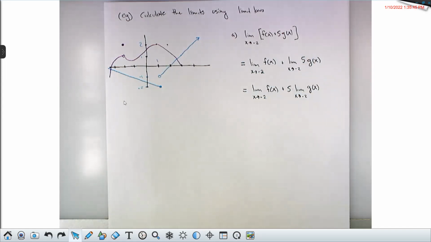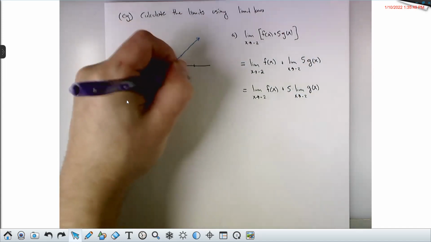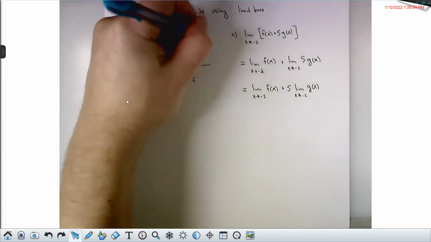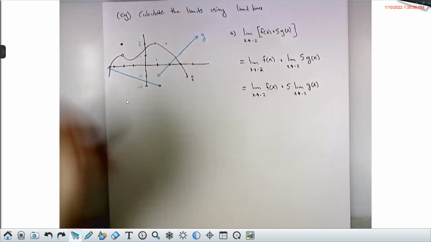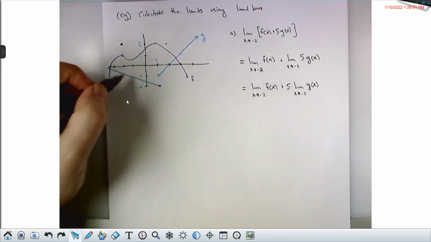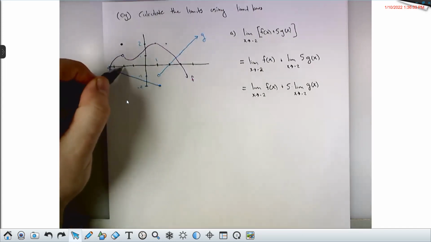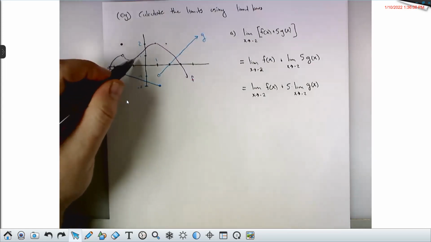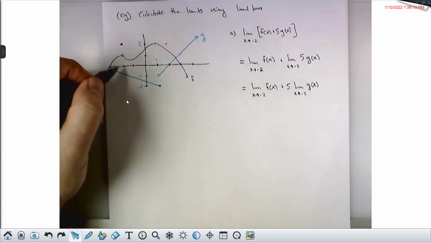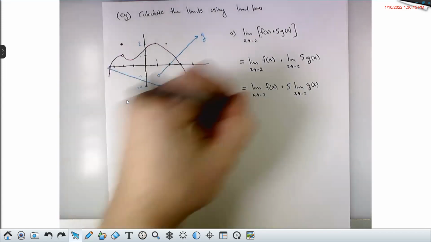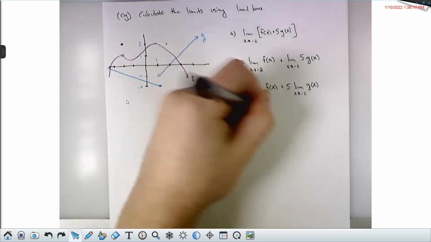Now we look at our graph. F is in purple. G is in blue. And I want to try to figure out the limit as x approaches -2 of f of x. Well, -2 on my x-axis is right here. So you imagine a little dude walking closer and closer to -2 from the left or from the right with his feet glued to this graph. His y values are getting closer and closer to +1. So this first piece here is +1.